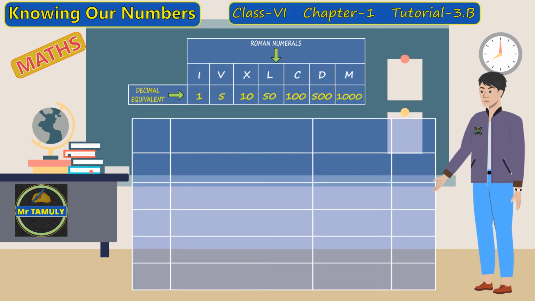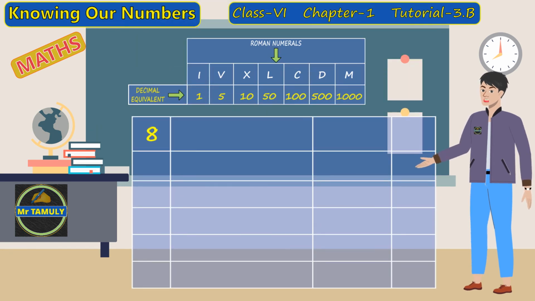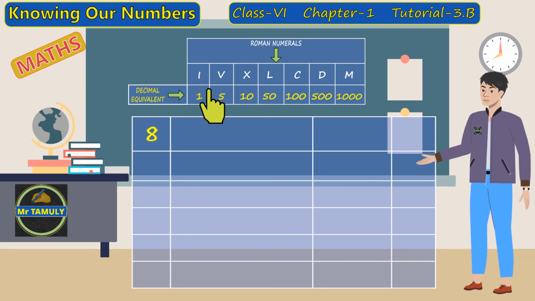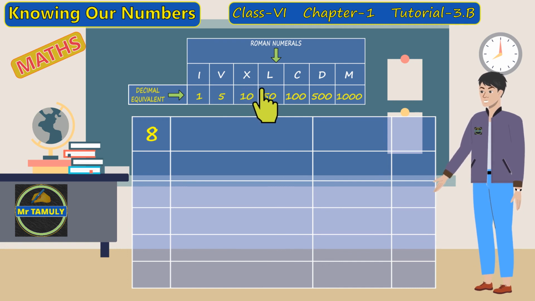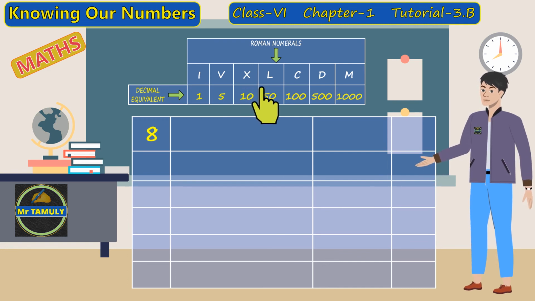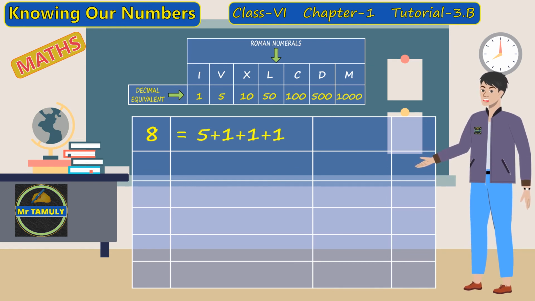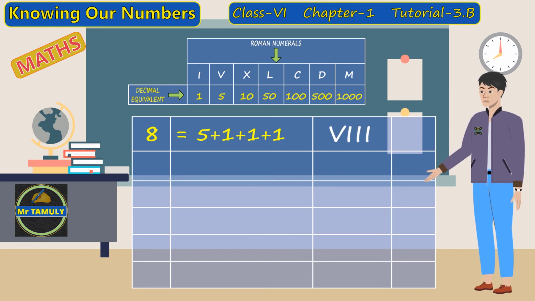Let's take the number 8 as our first example. As you can see, there is no single symbol in the Roman method for the digit 8. There are symbols for 1, 5, and 10. So to write the number 8 we shall use the symbols of 5 and 1. We know that 8 is equal to 5 plus 1, plus 1, plus 1. So the number 8 in Roman is written as VIII.